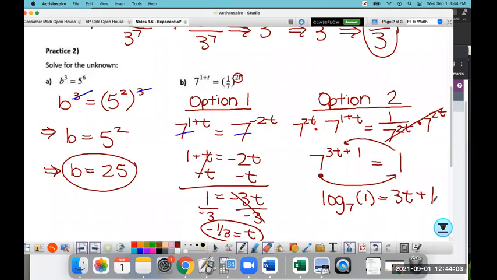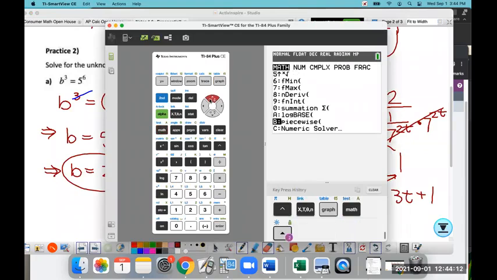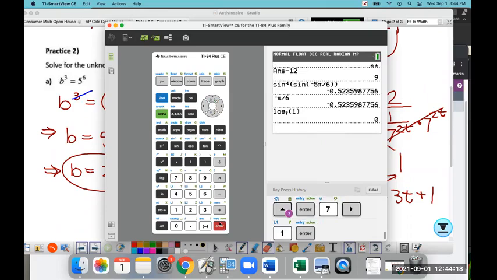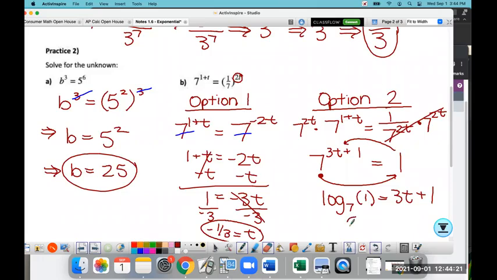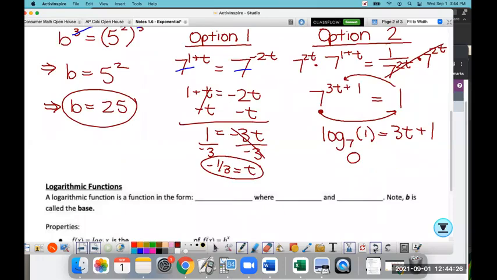Sorry about that, guys. But if you forgot, you could always put that in your calculator. Let me show you. Math. Go down to the bottom, log base 7 of 1 is 0. And then just solving for t. You get that negative 1/3, just like we did for the other technique of solving. So that's it. Let's move on to logarithms. If you have any questions, make sure you're writing them down.